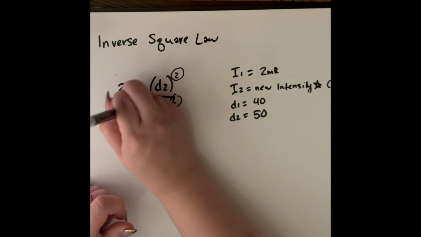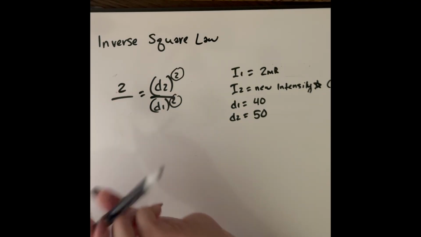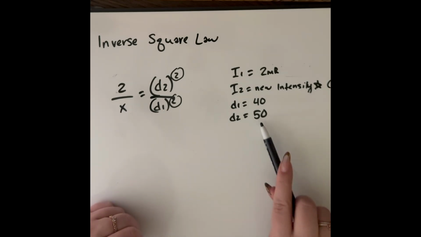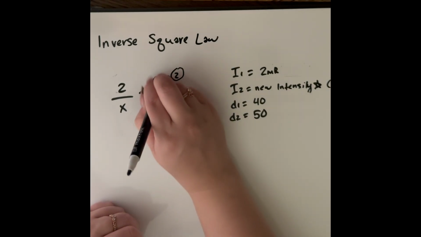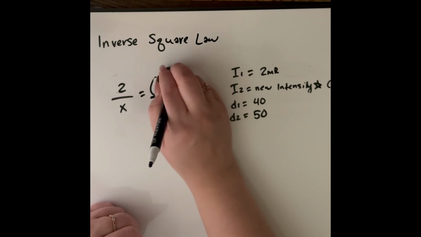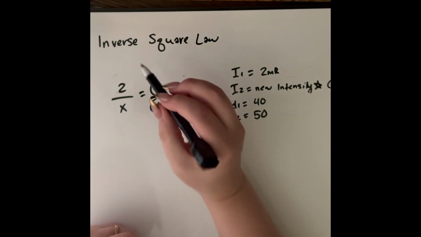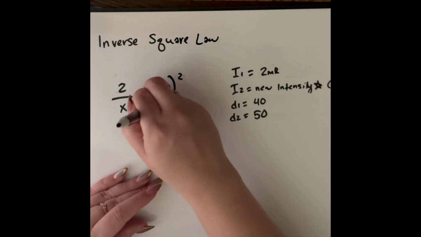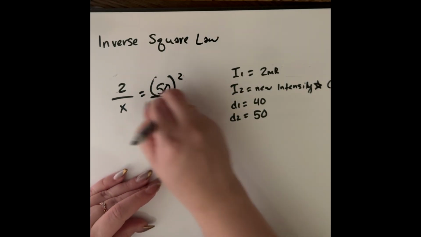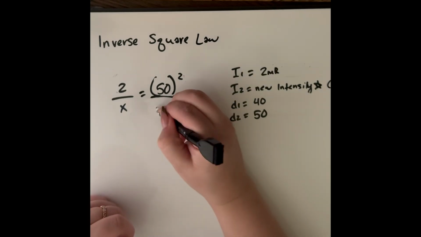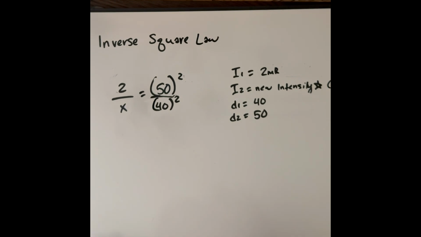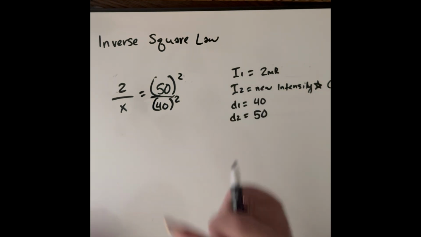I2, I always turn it into an X just because it's easier to solve for. D2, our new distance was 50. Just erase all this. 50, and we are going to square that. And our D1, that initial distance we were given, was 40 inches. And that's also squared. So the first thing I do is I square my numbers.